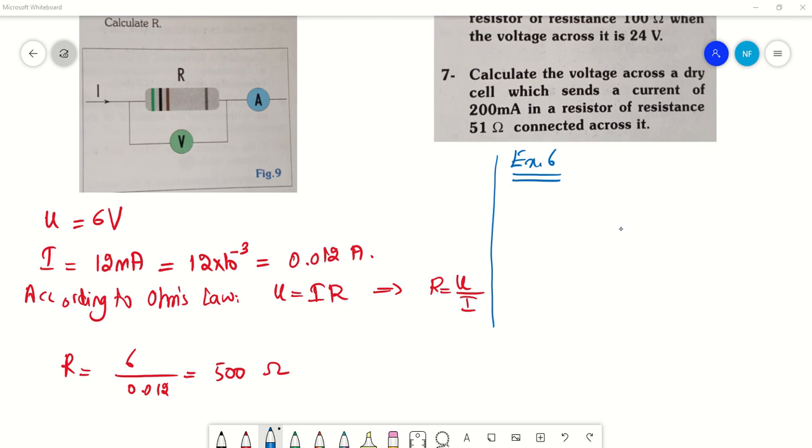So the current I is 12 milliampere. I multiply by 10 to the power minus 3 to be in ampere, so it will be equal to 0.012 ampere. I have to calculate the resistance R according to Ohm's law. U equal RI, then the resistance will be equal to U over I. By substituting, the resistance will be equal to 500 ohm.